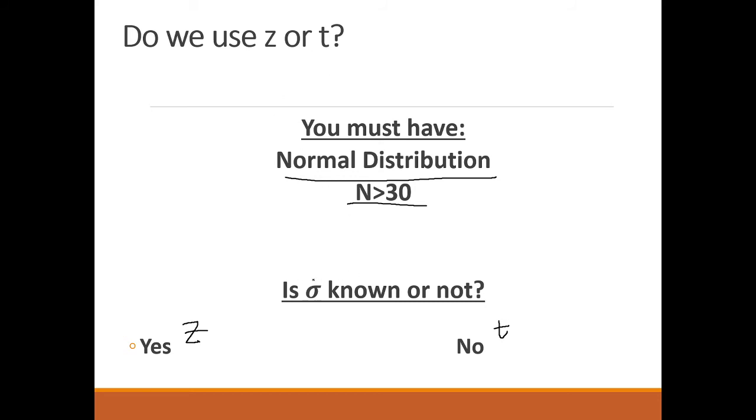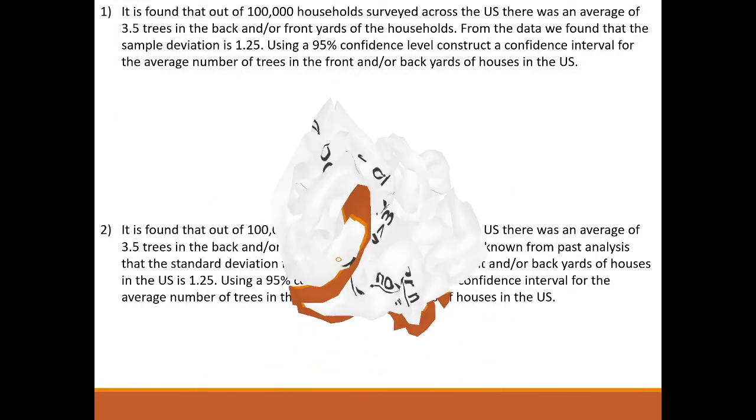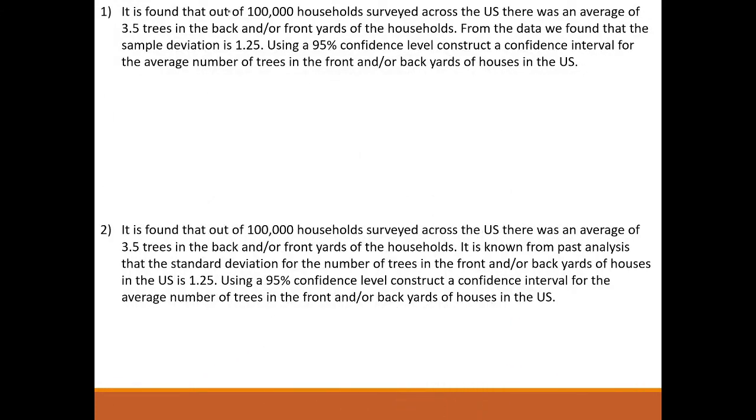So to give you an idea about what that might look like in a word problem, the first one here, it says that we surveyed 100,000 households and found that the average number of trees in the front and backyards for each of those households was about 3.5. So again, now obviously a house can't have 0.5 of a tree, but out of the 100,000, we averaged all the number of trees that they had in both front and backyards, and we found it to come out to be about 3.5.